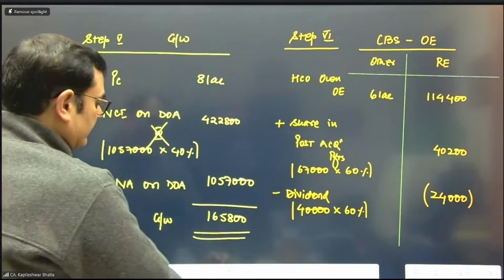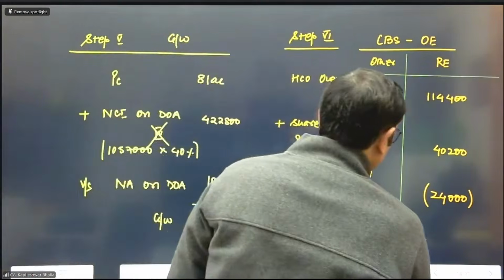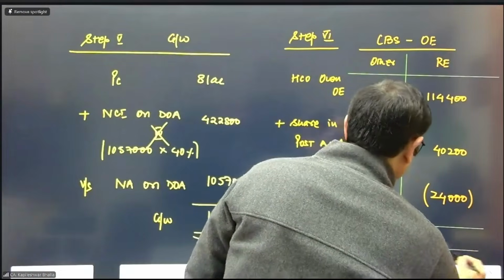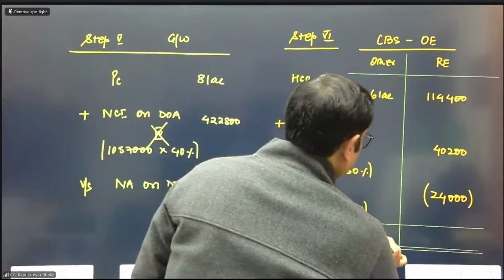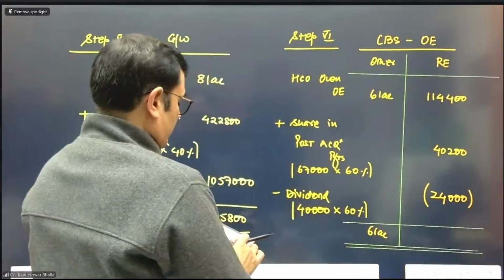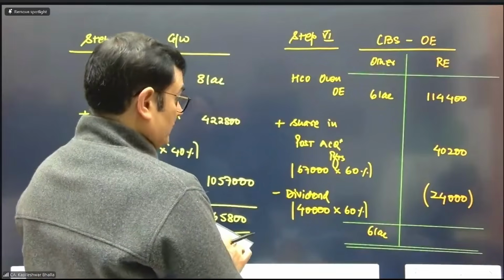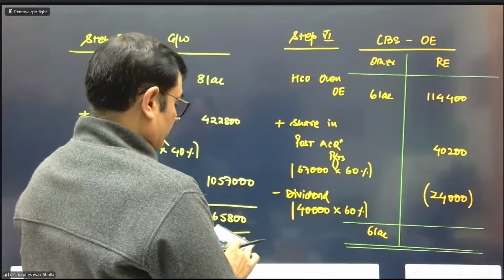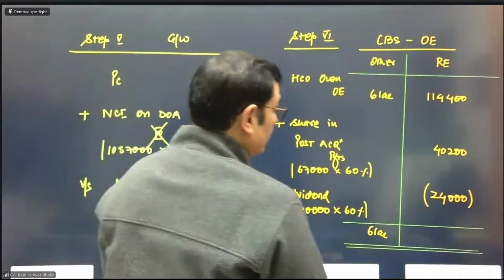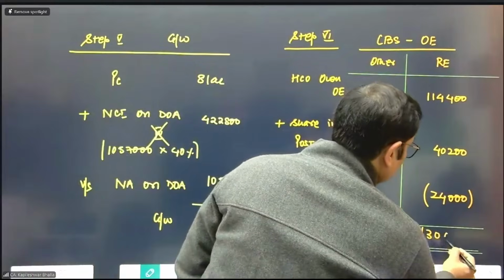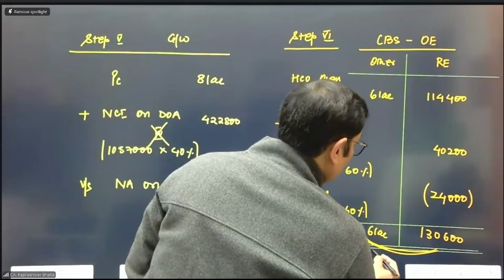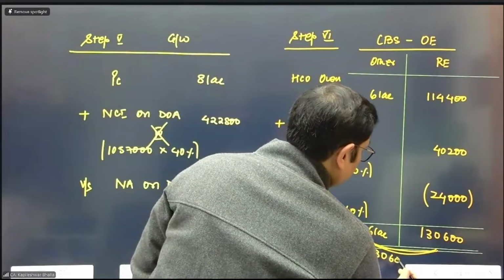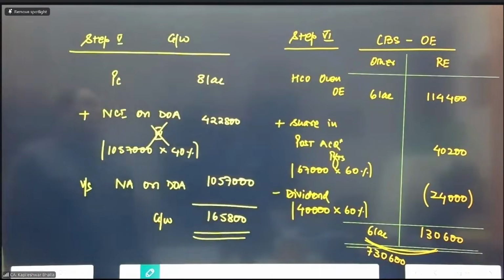So this takes care of the other equity as well. So this remains at 6 lakhs itself. 1,14,400 plus 40,200 minus 24,000. This is 1,30,600. And this will appear as a total of 7,30,600. Well, so step number 6 is also done.